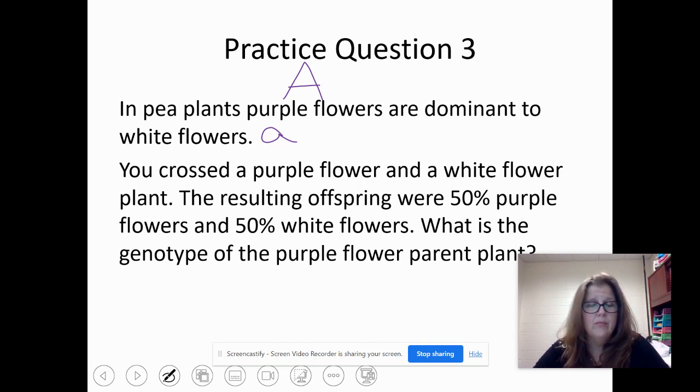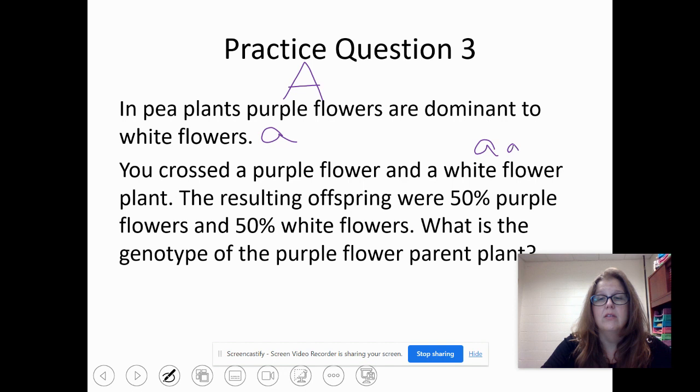Now, before you even answer, you might have an answer, you might even be right. Maybe you understand this, maybe you remember this from high school, but double check your answer. So what we absolutely know is that the white flower parent plant, in order to have the white flower as the phenotype, has to be little a, little a. Our purple flower parent can be big A, little a, or big A, big A.